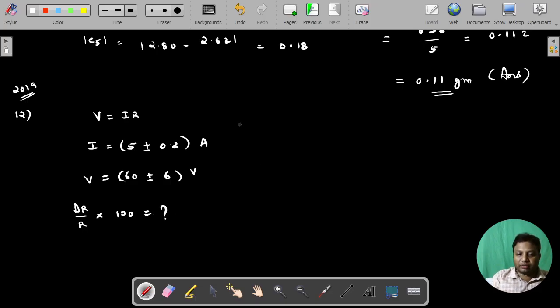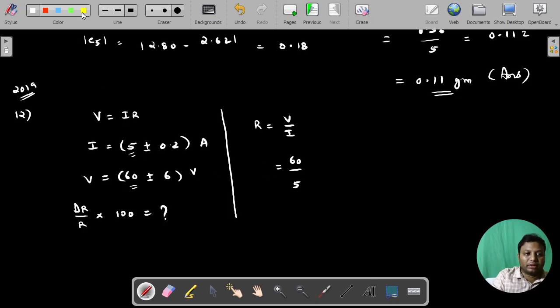How do we get that? R can be written as V by I. So first we shall be calculating the true value. The true value of voltage is 60. The true value of current is 5. Okay. I am referring to this 60 and 5. 60 by 5 means 12 ohms. This is the true value of resistance. So we have to calculate the error in the resistance now.